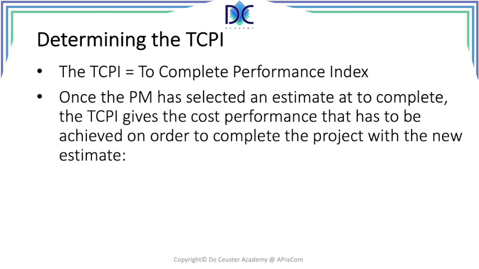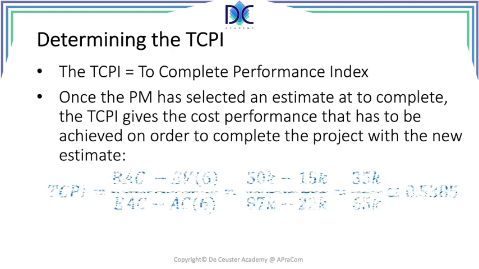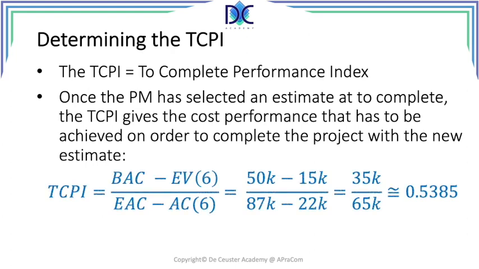Now, the formula is in fact quite simple. We want to understand how we get there. We can find the formula based on the original estimates and the estimate at completion with some mathematical manipulations. We find that the TCPI, let's say in period 6, day 6 here, is the budget at completion minus the earned value at day 6, divided by the estimate at completion, the value that we selected, minus the actual cost at the period we are evaluating.